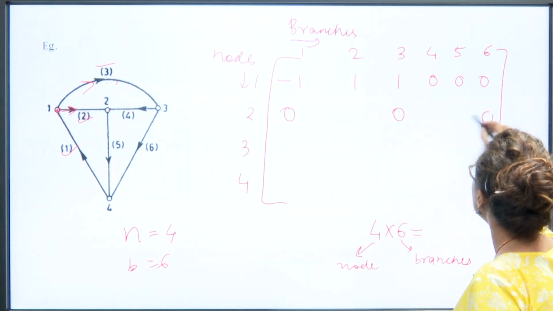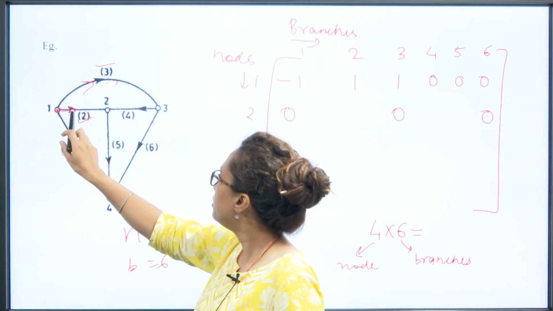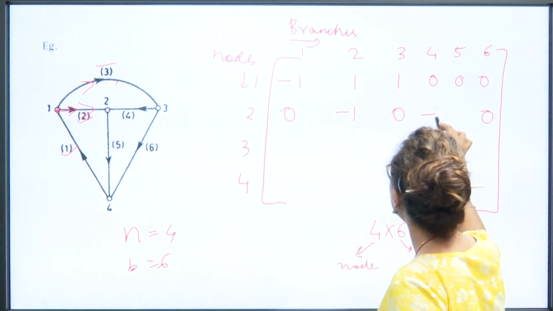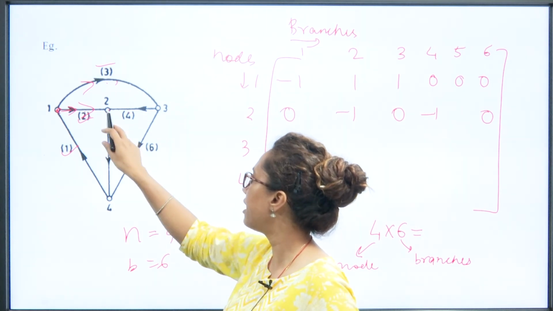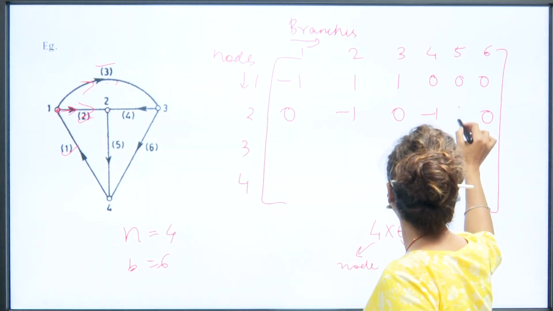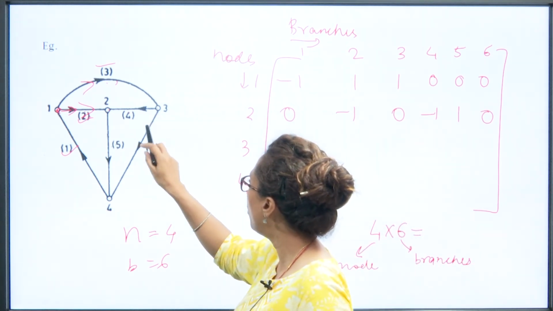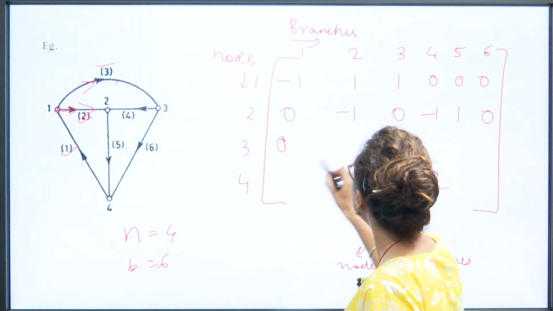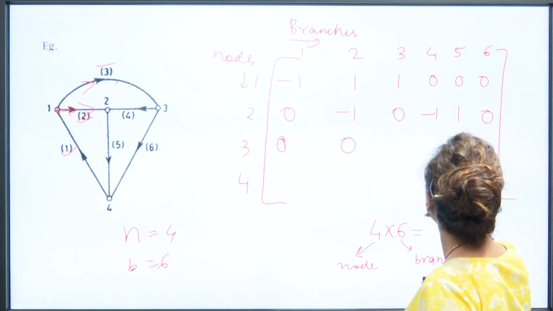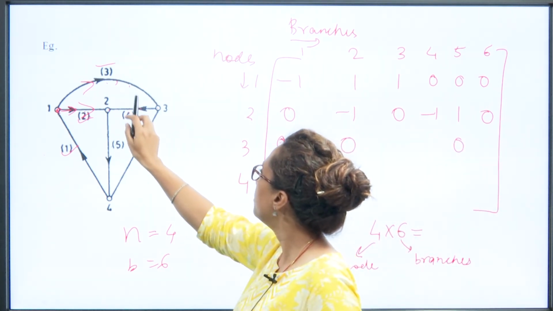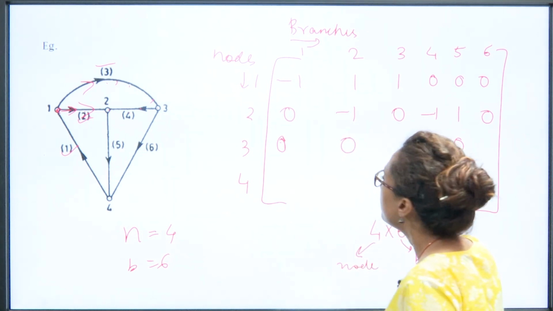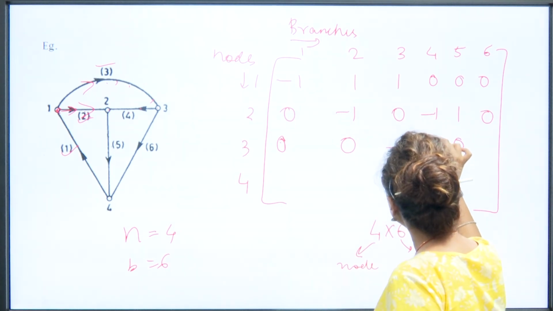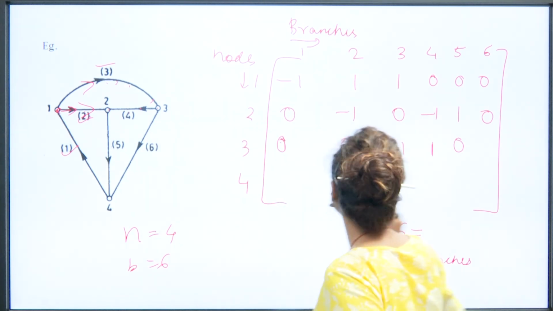Now for node number 2, the branches are 2, 4 and 5, which means 1 is 0, 3 is also 0 and 6 is also 0. From node 2, branch number 2 is going inward, so it is minus 1, 4 is also inward, so it is minus 1, and branch number 5 is going outward from node number 2, that is 1. Similarly, for the third node, the branches are 3, 4 and 6, which means 1 is 0, 2 is also 0 and 5 is also 0. 3 is going inward to the node, that is negative, 4 is going outward, that is plus 1, and 6 is also moving outward, that is also positive.